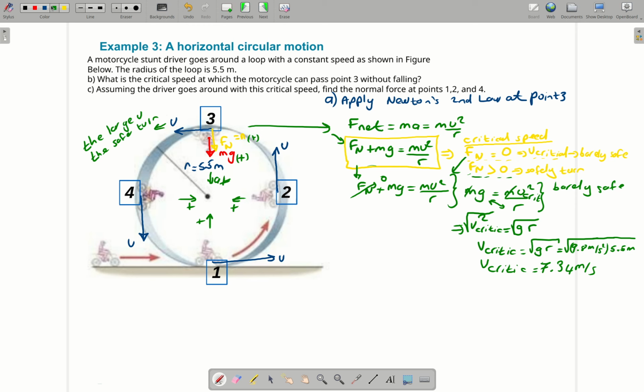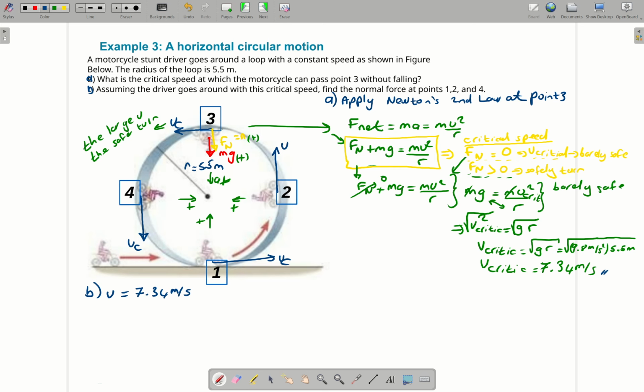So that's part A, solved. Good, clear, 7.34 meters per second. Oh, I don't know why I said B and C. It's A and B. B asks me, assume the driver goes around with this critical speed. So assume it's always keeping the critical speed, constant, and what did we find it to be? 7.34 meters per second. Find the normal force at point 1, 2, and 4.